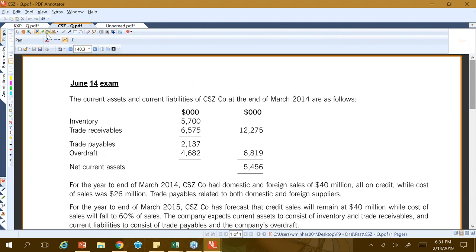The current assets and current liabilities of CSC at the end of March 14 are as follows. So here are the current assets, and here are the current liabilities. Inventory will be used for inventory days, receivables will be used for receivable days, and the payables will be used for the payable days.